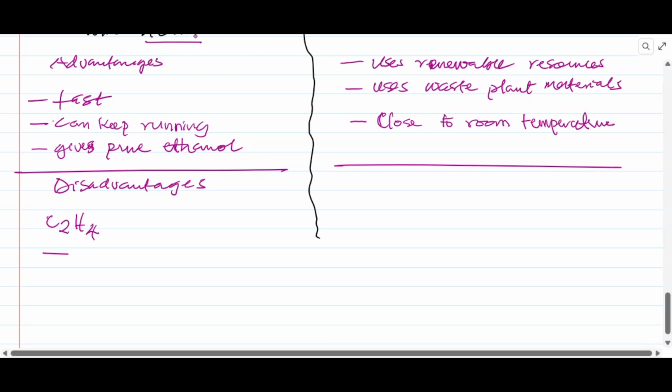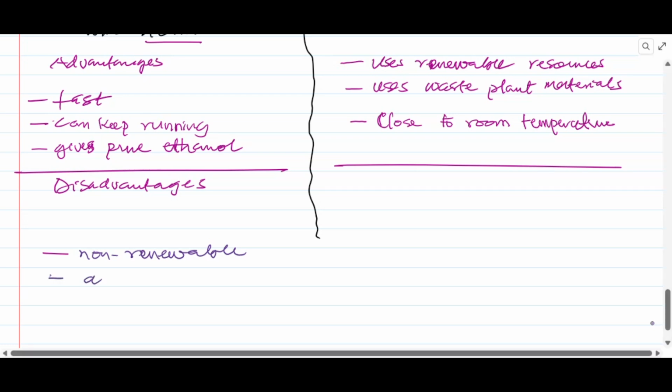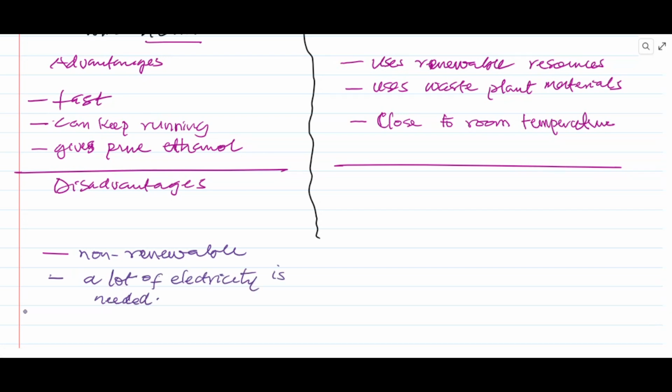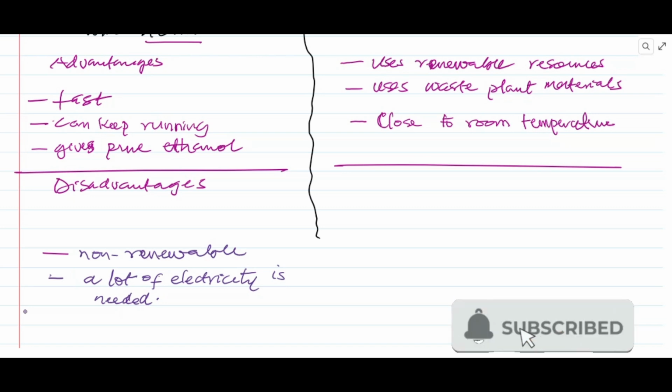So the resources that we use for this method are non-renewable. And apart from that, we need to use a lot of electricity, because look at the temperature. The temperature is 570 degrees centigrade, so a lot of electricity is used. Another disadvantage is that this reaction is reversible, and it happens at a temperature as high as 570 degrees centigrade. Even at that high temperature, the yield is not high enough.